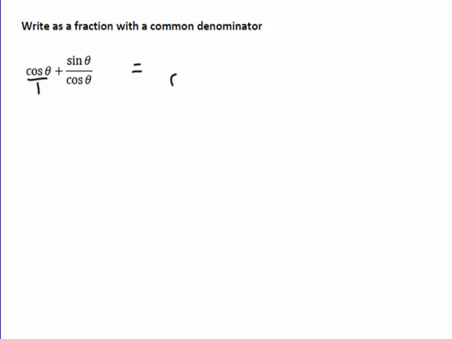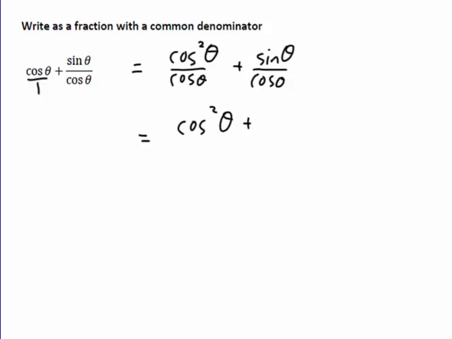Well, the common denominator will obviously be cos theta. The second fraction we don't have to do anything with. And the first fraction, we multiply top and bottom by cos theta. Now, if there was a cos theta, that means we now have cos squared theta in the numerator. And if we were simplifying this, we would get cos squared theta plus sine theta all over cos theta. And that gives us a common denominator and a single fraction. So we're going to use that strategy a lot, creating a common fraction, combining things together into a single fraction.